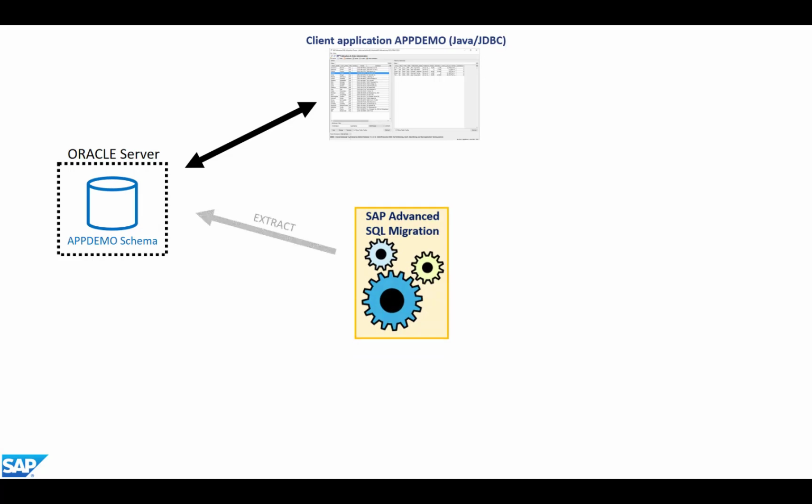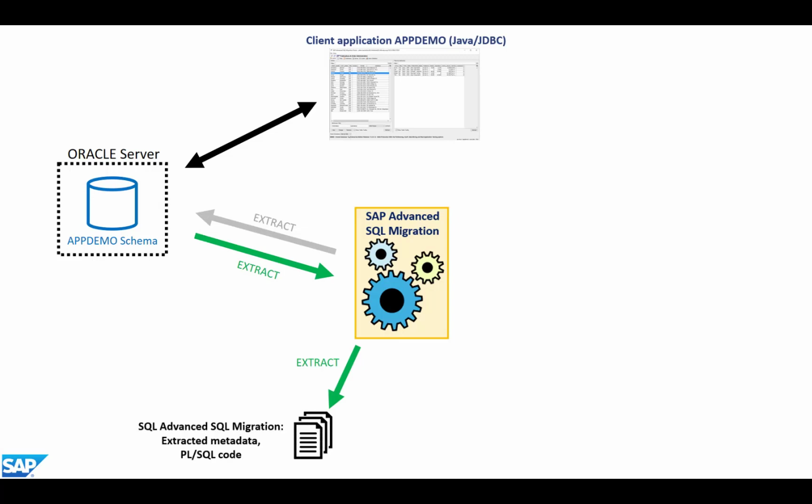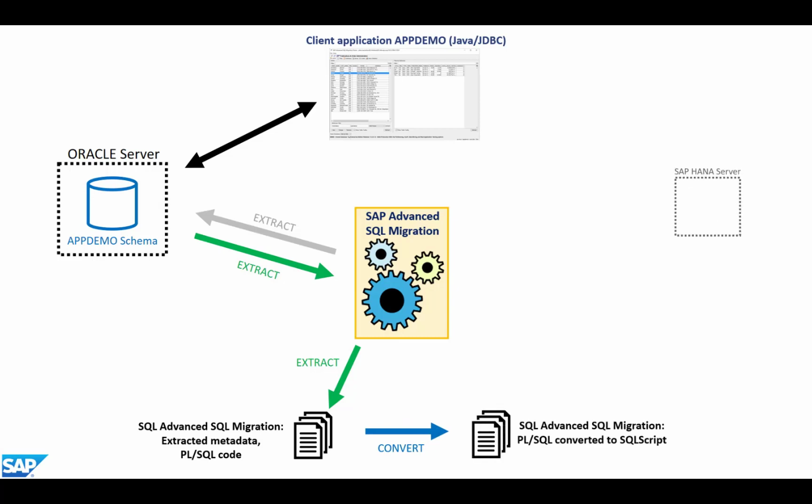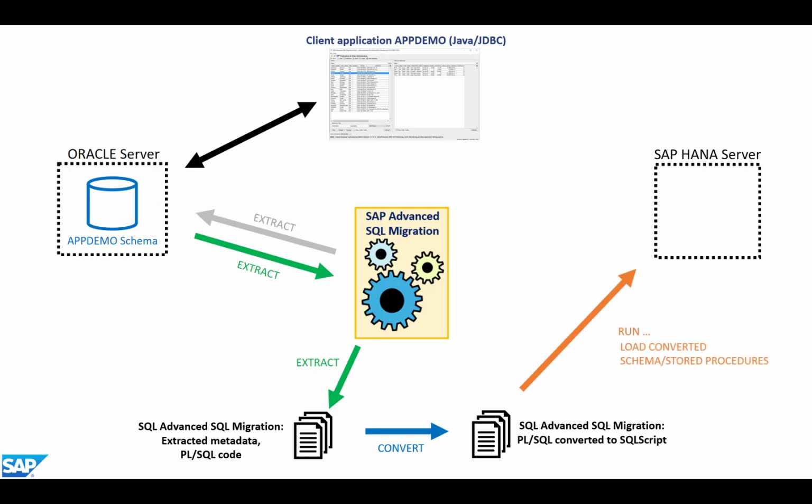The migration tool connects to the Oracle database and extracts metadata for the application's database schema and for PL SQL objects. The migration tool converts the extracted schema and stored procedures to the SQL dialect of SAP HANA, called SQL script. The converted SQL code is delivered as ready-to-run scripts. These are executed against the SAP HANA database to create the database schema and the stored procedures in SAP HANA.